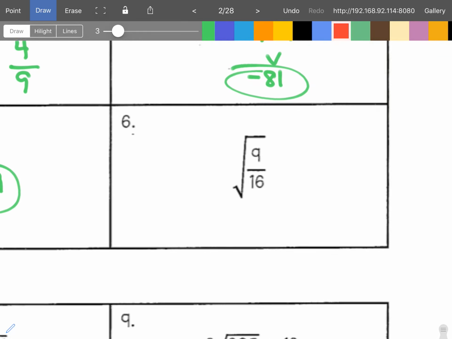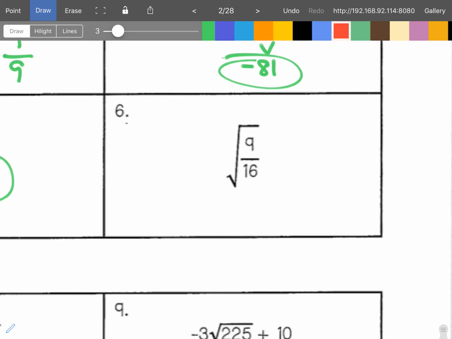Okay, number 6. Whenever you have a square root of a fraction like this, if it's a little easier, you can do this. You can put the square root of the 9 and the square root of the 16. You can just take it one step at a time. So the square root of 9, a number times itself that's 9, would be 3, and a number times itself that's 16 would be 4. So the answer would just be 3/4.